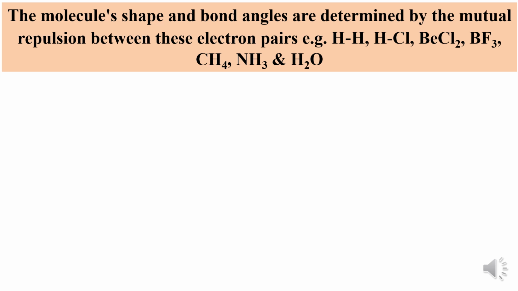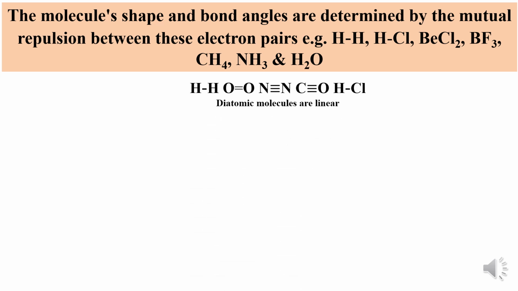And let me explain with respect to hydrogen, hydrogen chloride, beryllium chloride, boron trifluoride, methane, ammonia, and water molecules. Now, diatomic molecules are linear in shape, irrespective of whether they are homoatomic molecules or heteroatomic molecules. So what are homoatomic molecules? Homoatomic molecules are those where you find bonding between identical atoms, and heteroatomic molecules are those where you find bonding between different atoms, or atoms that are not identical.